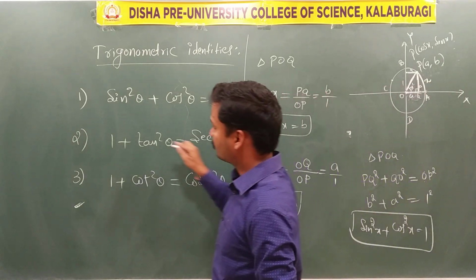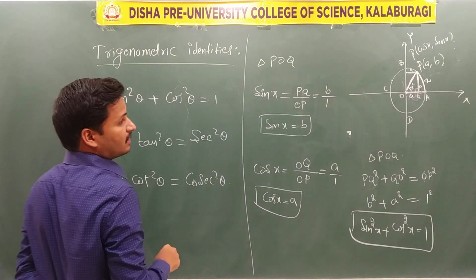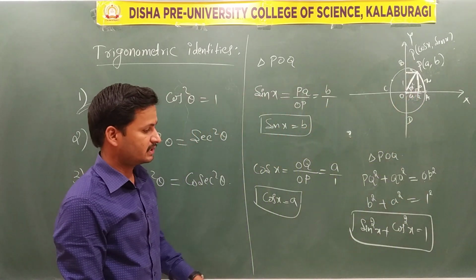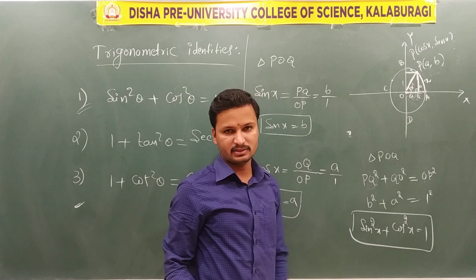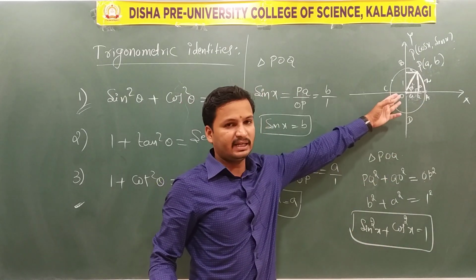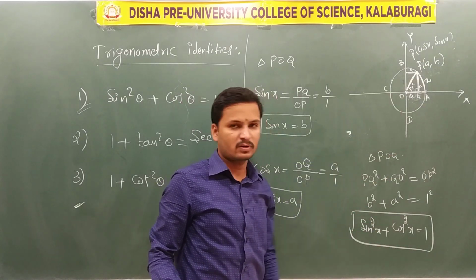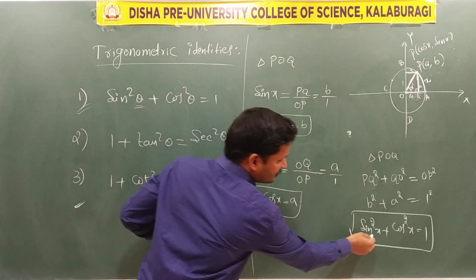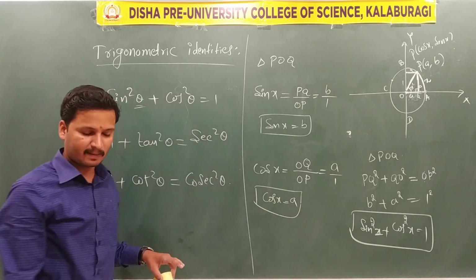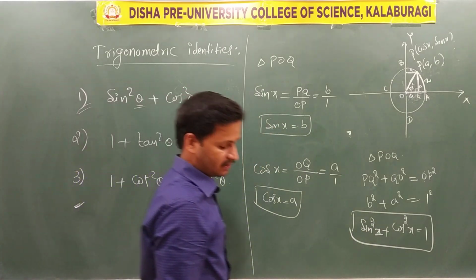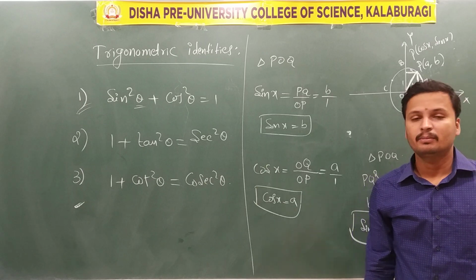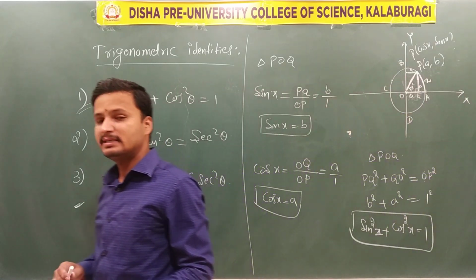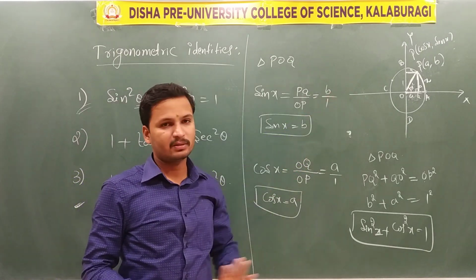We proved sine square x plus cos square x is equal to 1. Here I took the angle as x radian. Suppose the angle is theta, then sine square theta plus cos square theta is equal to 1. Theta is an angle, and here also x is an angle. We proved sine square theta plus cos square theta is equal to 1 by using the unit circle, considering a unit circle whose center is at the origin of the coordinate system.